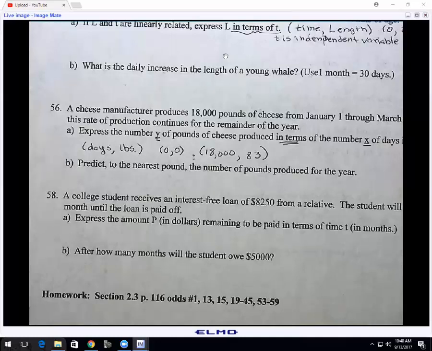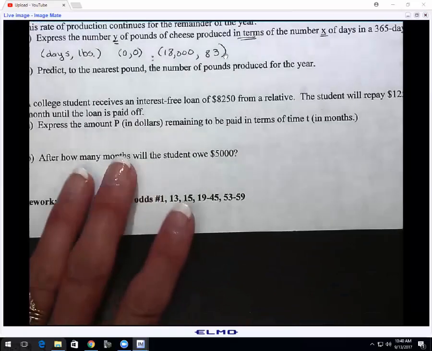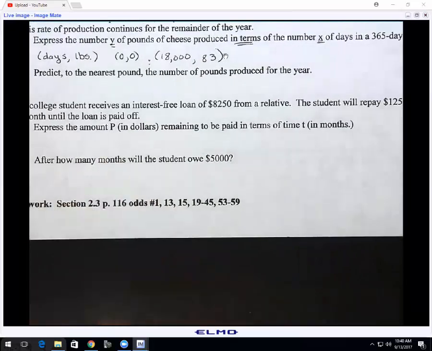One question about number 58. The only thing I'm going to write down for you: a college student receives an interest-free loan of $8,250 from a relative. The student will pay $125 a month until the loan is paid off. Am I given a point and a slope, or am I given 2 points?